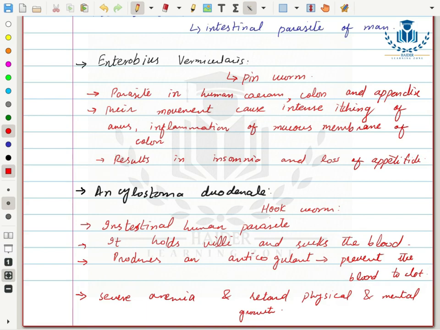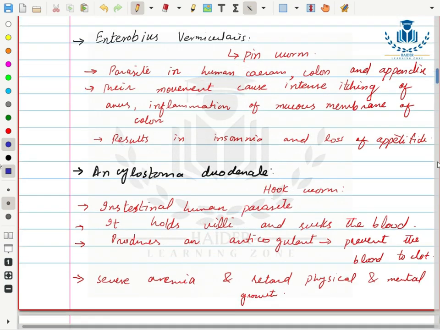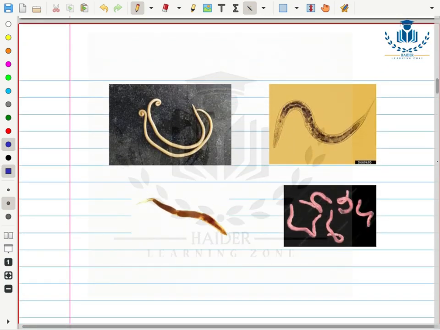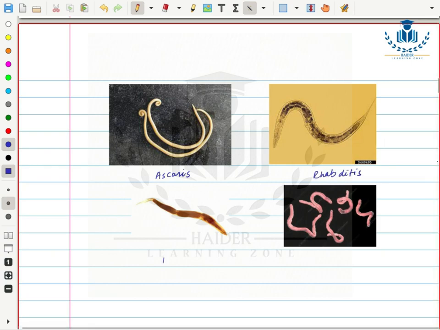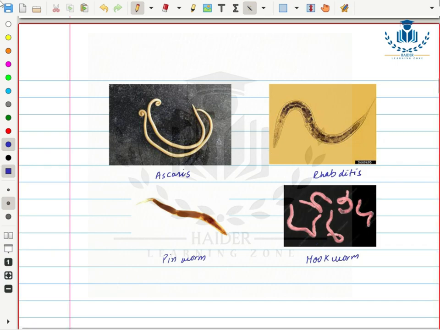So the social history of roundworms is not so good because they are severe human endoparasites and cause many diseases. Now here are pictures of different roundworms. This is Ascaris, this is pinworm, and this is hookworm. So these are parasites of humans as well as other animals.